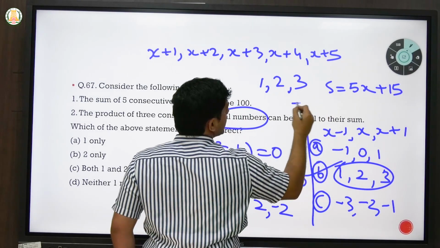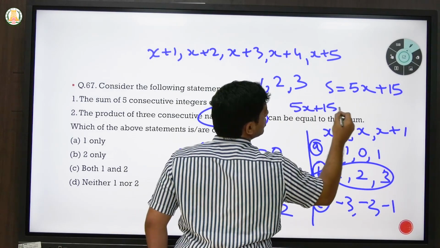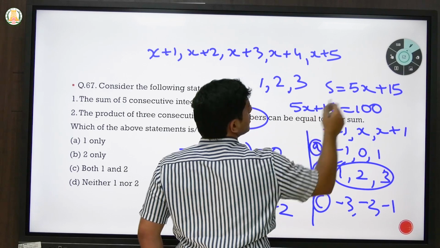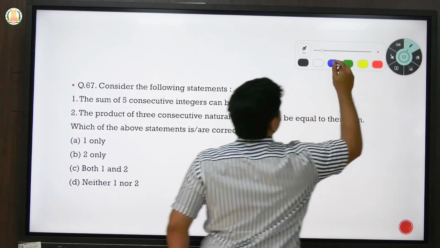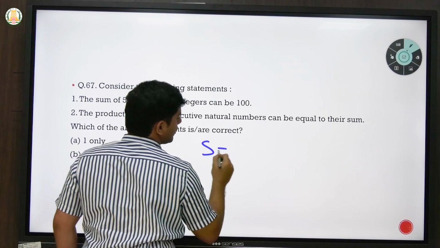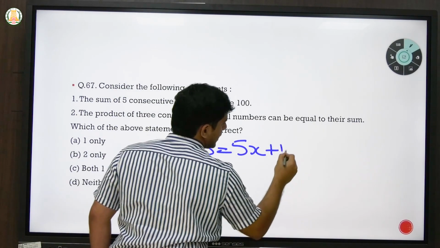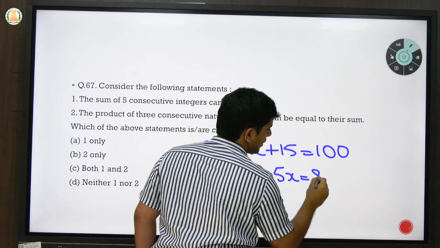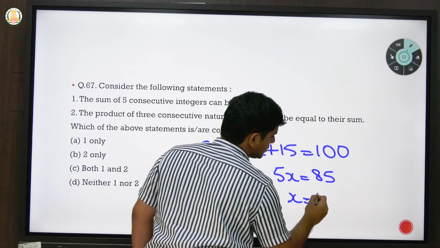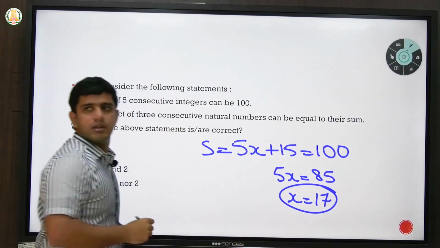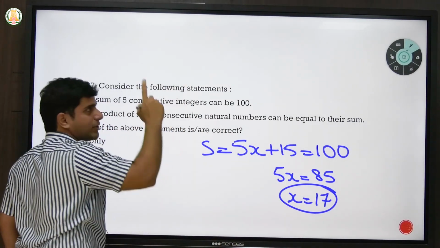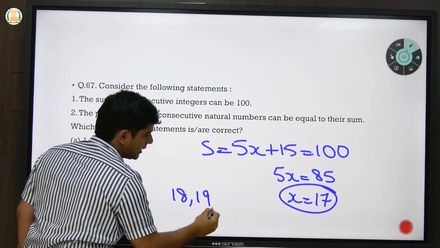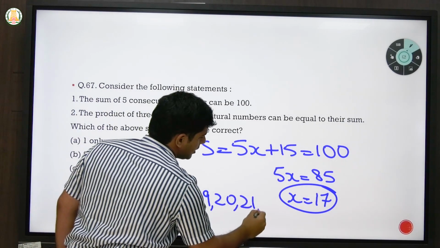Okay. So now I will equate this 5x plus 15 equal to 100 because he has given me the sum as 100. So I'll get S is equal to 5x plus 15, and that is equal to 100. 5x will be 85 and x will be 17. Okay. So now it was x plus 1 plus x plus 2 plus x plus 3. So this will be 17 plus 1 is 18, 17 plus 2 is 19, 17 plus 3 is 20, 21 and 22.